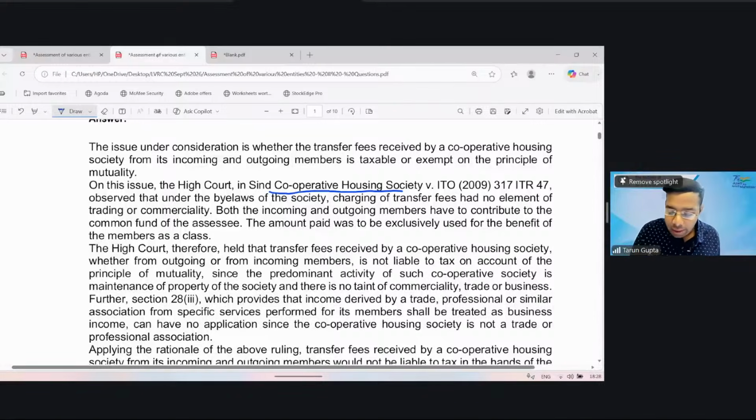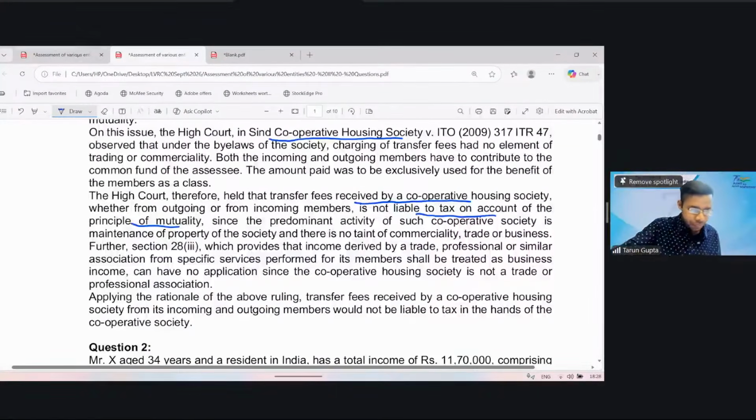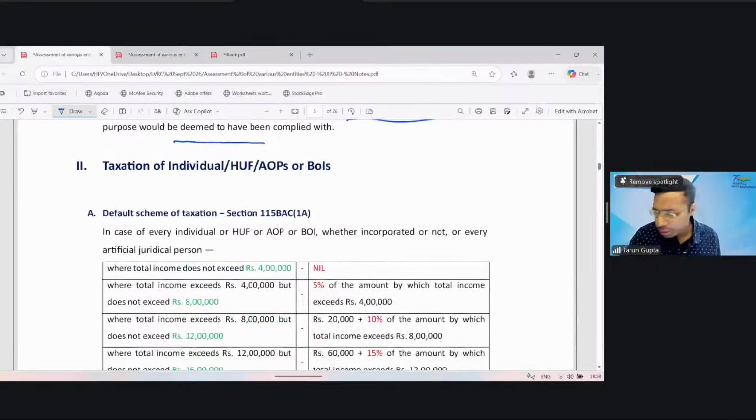The High Court held that the transfer fee received by a cooperative housing society is not liable to tax on account of the principle of mutuality. So mutuality means you're dealing with yourself. The court held that the cooperative society members are one and the same. They are dealing with their own self, and therefore no one can generate income by dealing with its own self. So this was all about the cooperative societies.